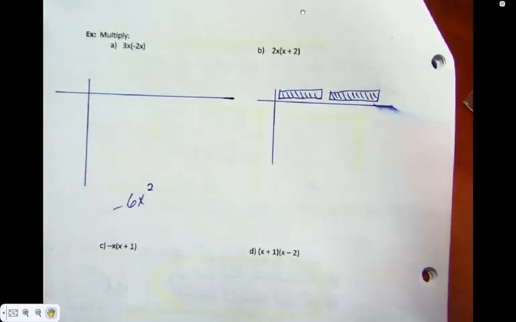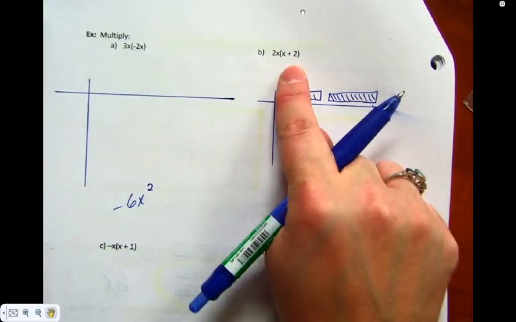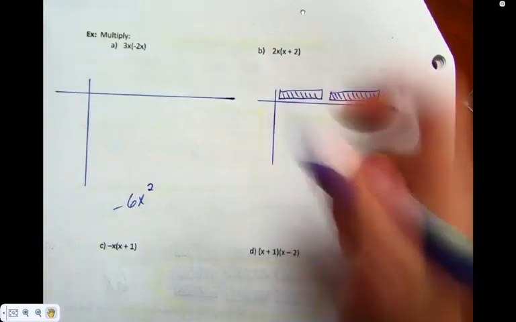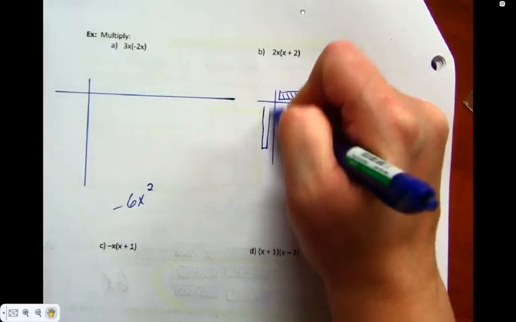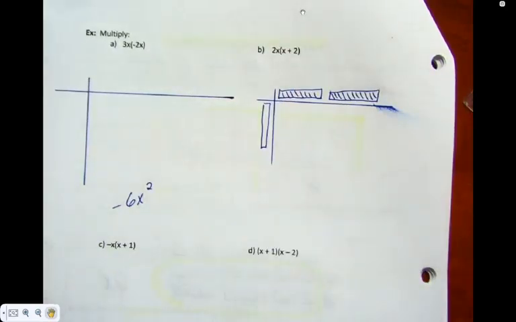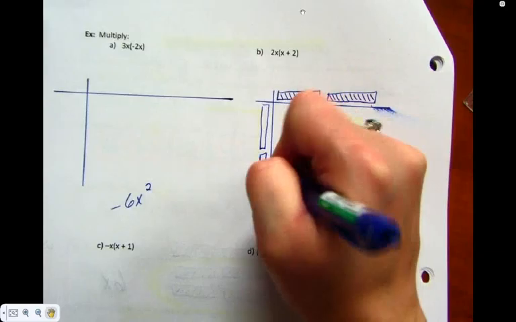And now we're mixing it up because now we have a binomial for the bottom. Doesn't matter. It's going to be the same. I need x plus 2, so I'm going to have a bar for the x. How am I going to do plus 2? 2 little squares.